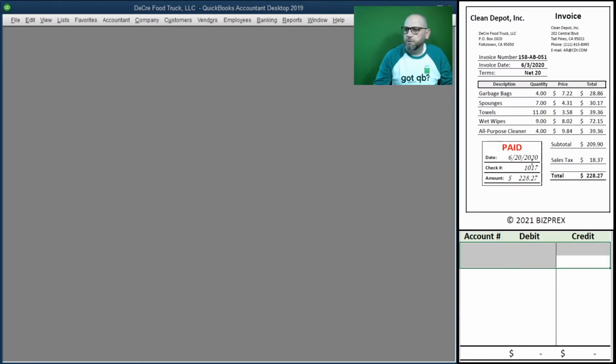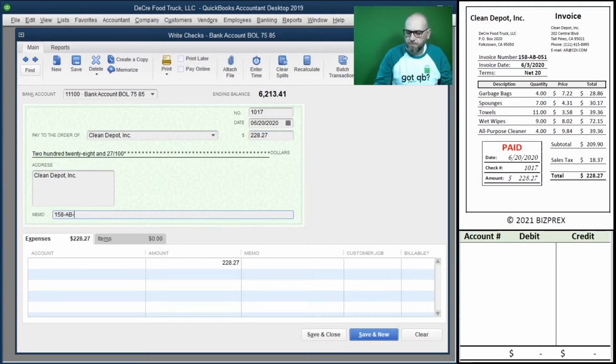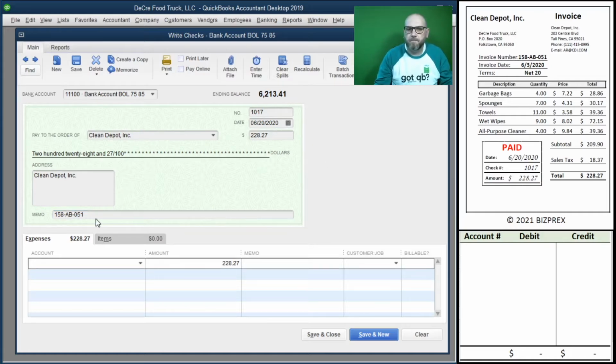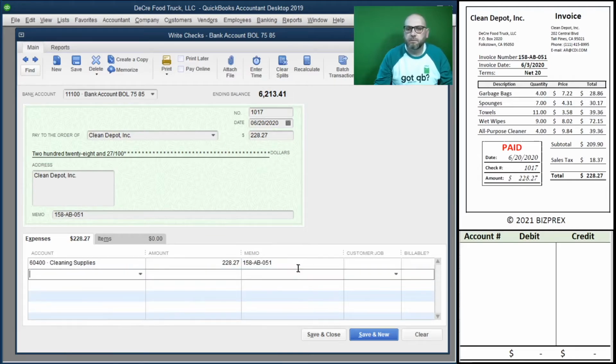Next one was paid with a check, right? So we're going to go and write some checks. All right, make sure the number is correct. All right, what do we have here? All right, we have some cleaning supplies. All right, good to go. Again, let's make sure we're reflected here.